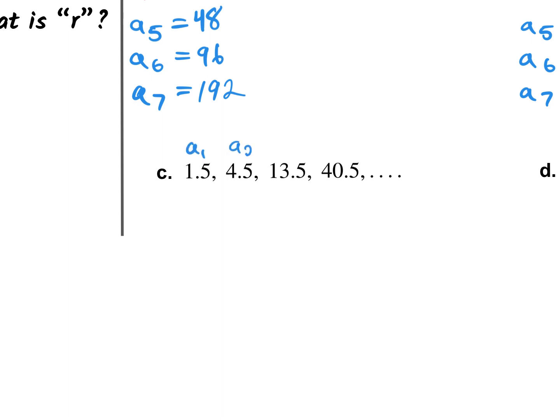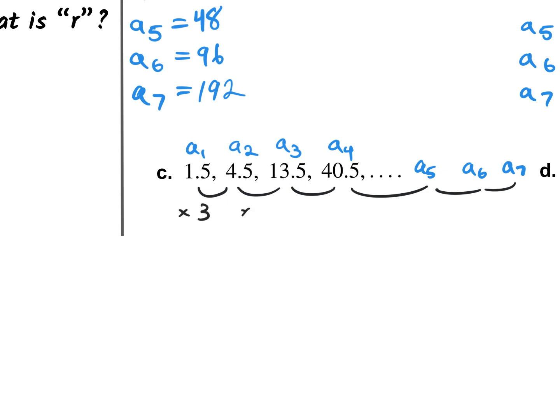I'm going to write down the names of the terms one more time. We need to figure out how it's changing from each term in the sequence to find A5, A6, and A7. So how does it change from 1.5 to 4.5? We'll take 4.5 and divide by 1.5, or take any of the further terms in the sequence and divide by the prior one, and you'll find the number that we're multiplying by each step. In this example, we're multiplying by 3. Therefore, our common ratio is 3.